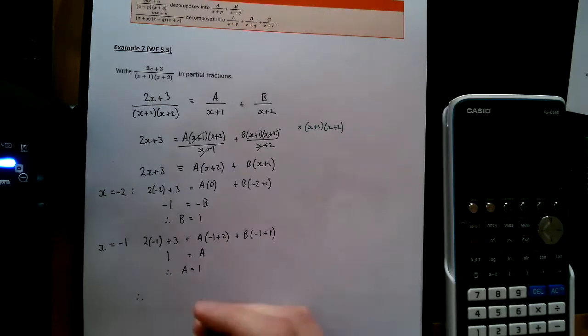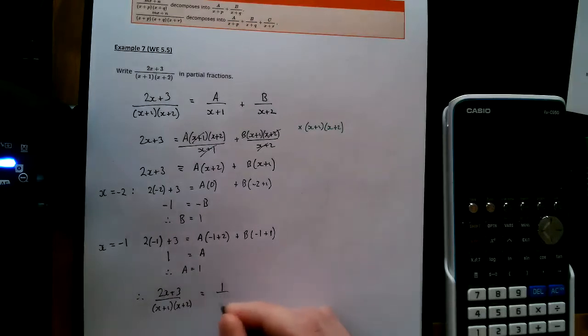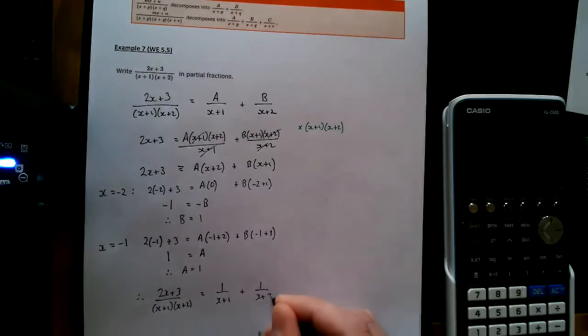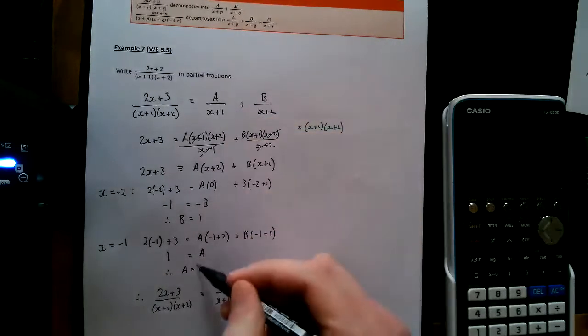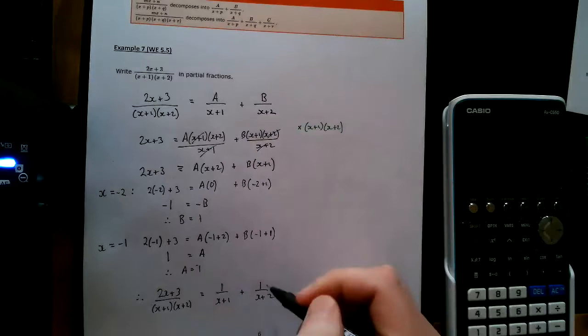So therefore I've got A and B, so I can now say (2x + 3) over (x + 1)(x + 2) can be written as 1 over (x + 1) plus 1 over (x + 2), because A was 1, B was 1.